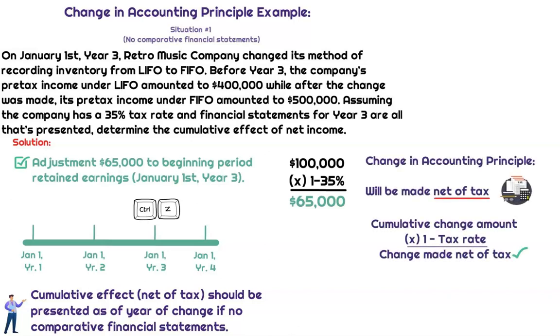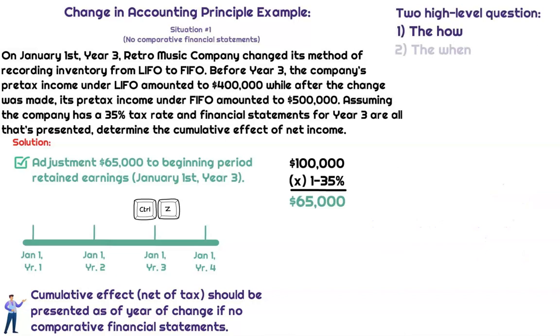All right, but what we remember is always when it comes to changes in accounting principle, this will be presented net of tax, right? That's the how. All right, so 100,000 is going to be multiplied by 1 minus the tax rate. Okay, so 1 minus 0.35 is going to be 0.65. 0.65 times 100,000 gives us a net $65,000 adjustment, right? This is the amount that we're adjusting it by net of tax. Okay, so question number 1, the how.